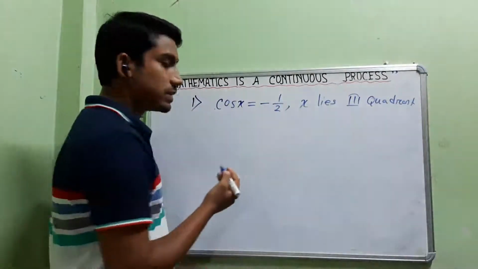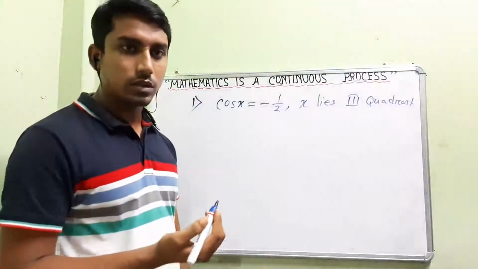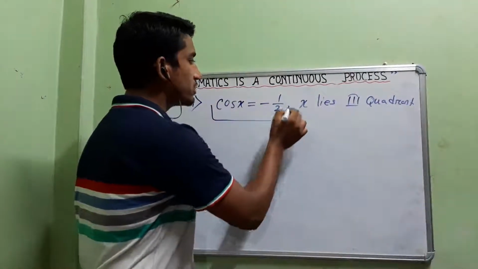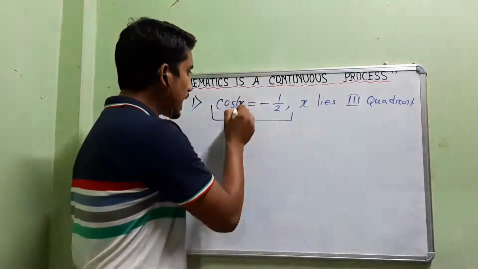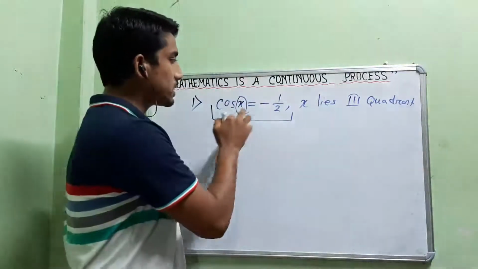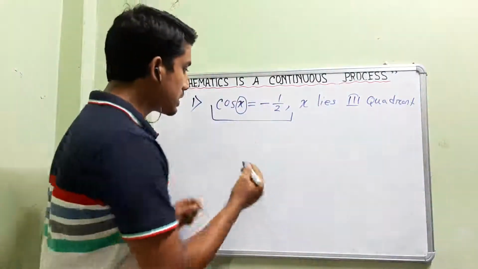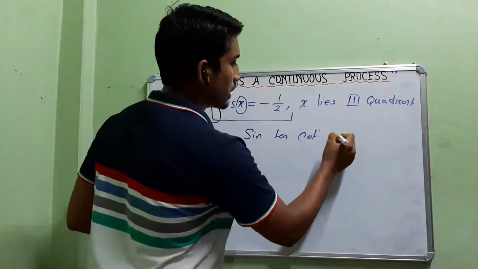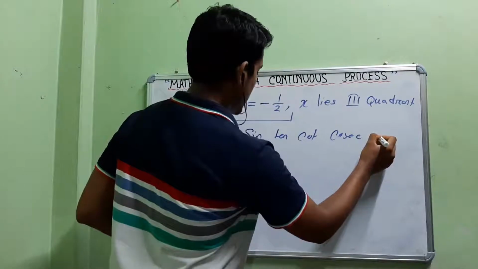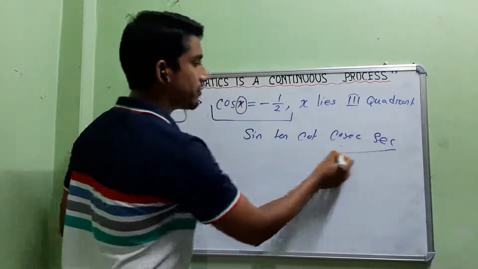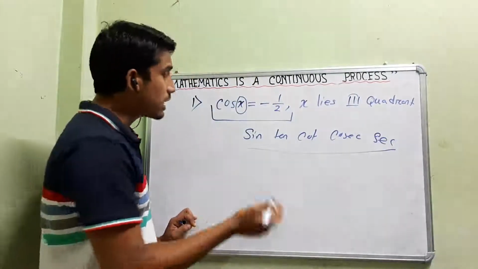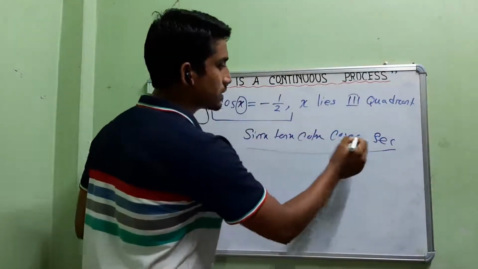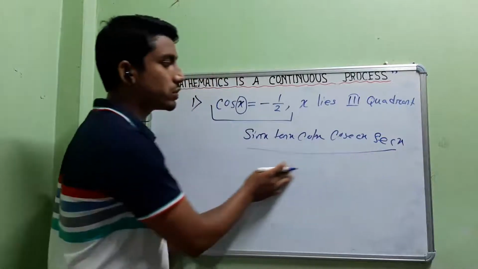That means there are 6 trigonometric functions, already you know. So out of those 6, the value of one trigonometric function for some angle x is given. Cos x equal to minus half is given. So we are supposed to find sine, tan, cot, cosec, and what is remaining? Sec. These 5 we are supposed to find for the angle x: sin x, tan x, cot x, cosec x, sec x.